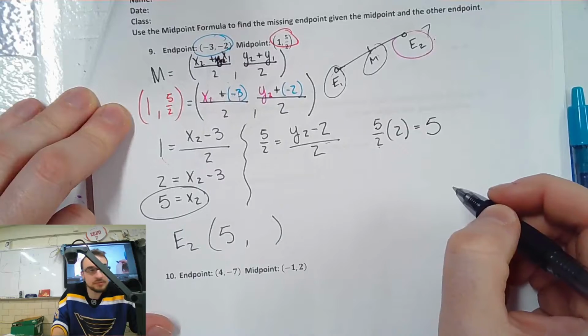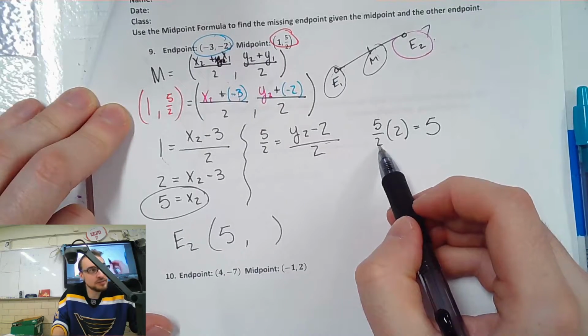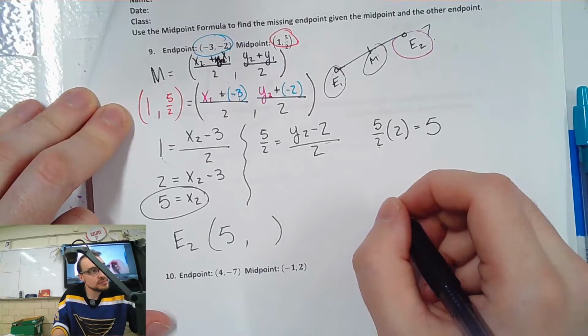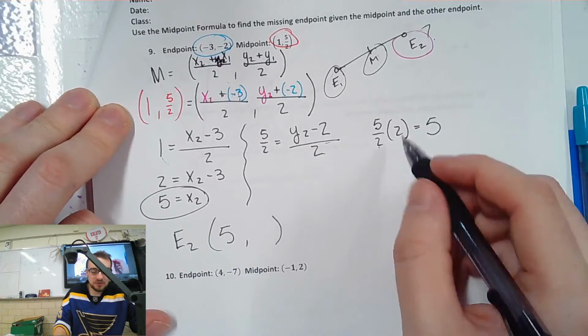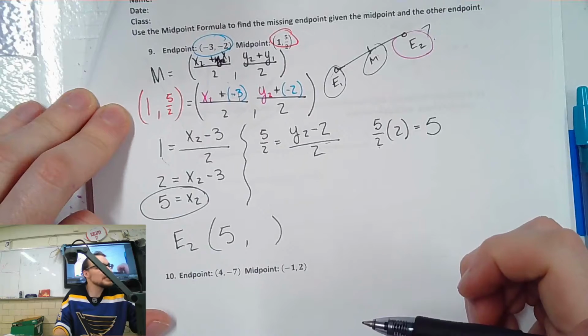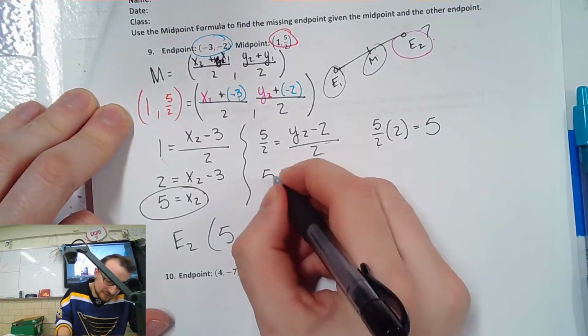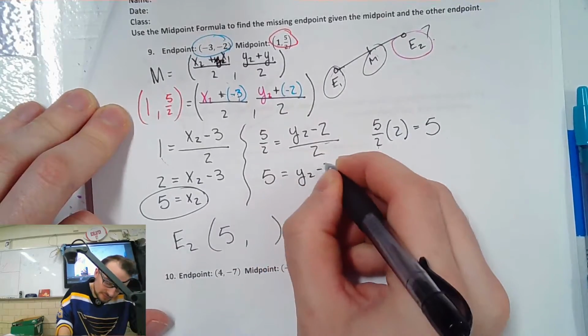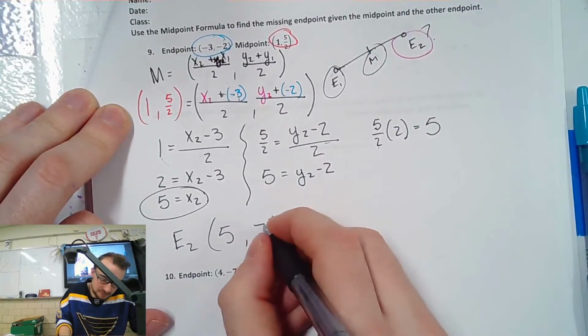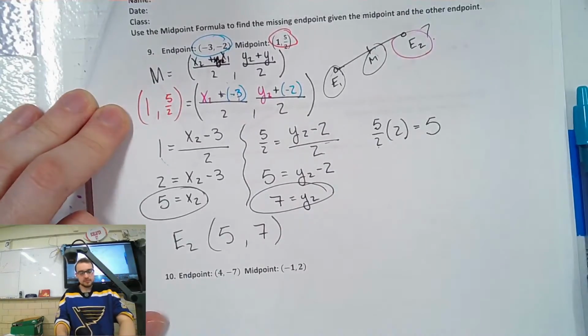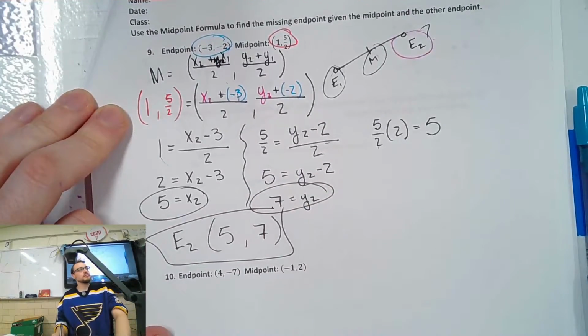Another way you could have done it: 2 divided by 2 is 1, times 5 is 5. Don't memorize a rule if things go away and you're left with one of the numbers. Okay, so that's 5. And then we add 2 and we get 7. So there's the other endpoint.